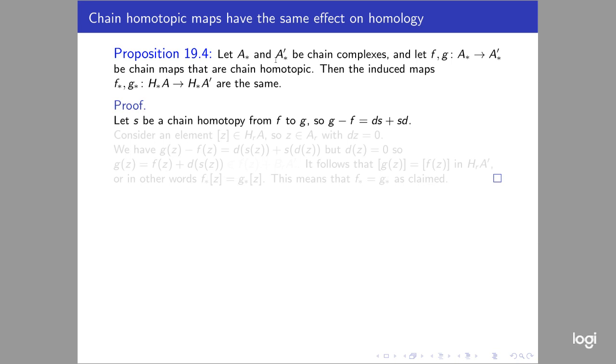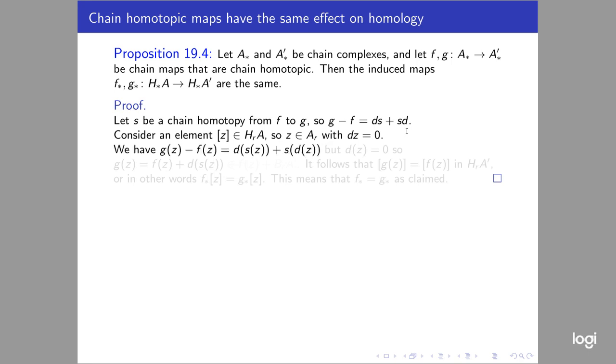And that's not very hard to prove. So we're saying that F and G are chain homotopic. That means that there exists a chain homotopy between them. So G minus F is DS plus SD for this map S. Okay, so now let's consider an element in the homology of A. So that can be represented as square bracket Z for some cycle. Remember what it means for Z to be a cycle. So Z is an element of A_r with dZ equals 0.